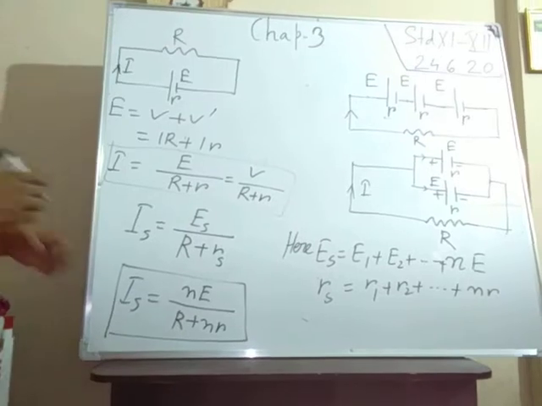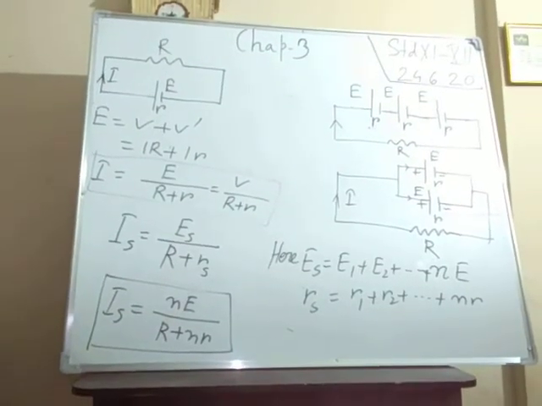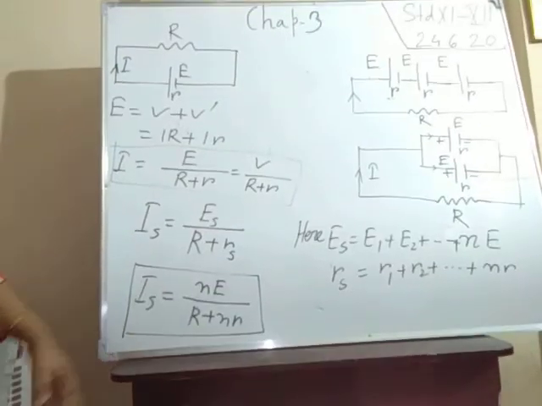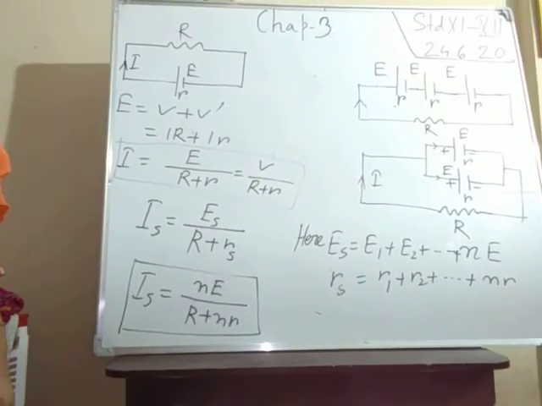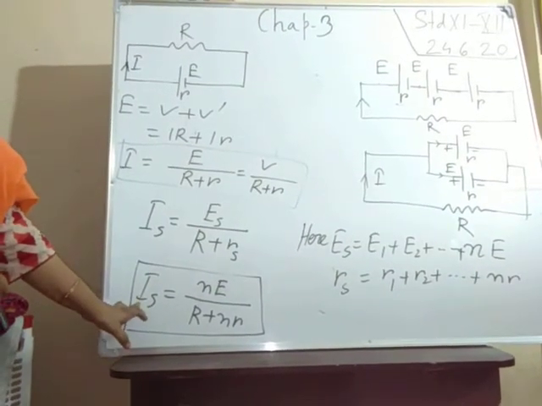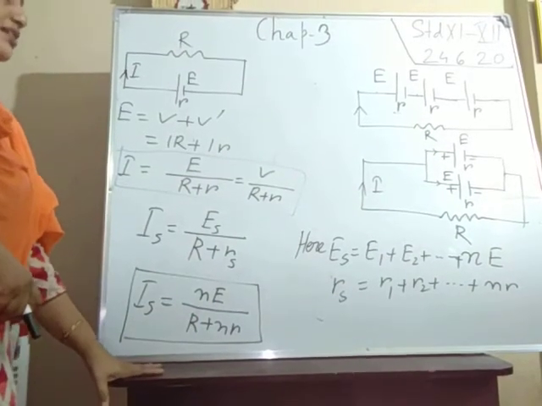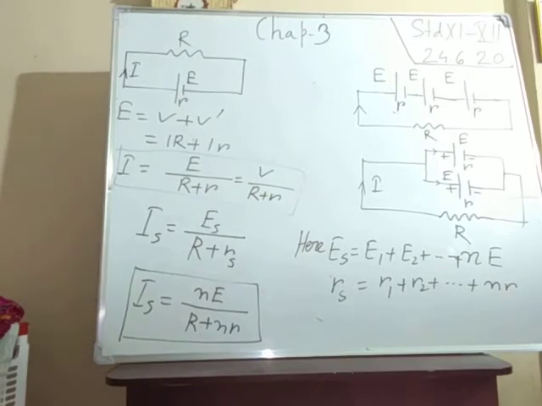So if this type of problem is given in your exam, you will use this formula when the cells are arranged in series combination. Then the amount of current will be IS equals NE by R plus NR. Do you understand? Now I will show you parallel combination.